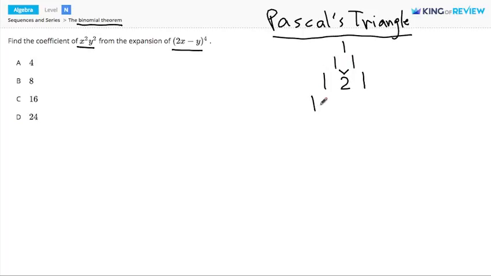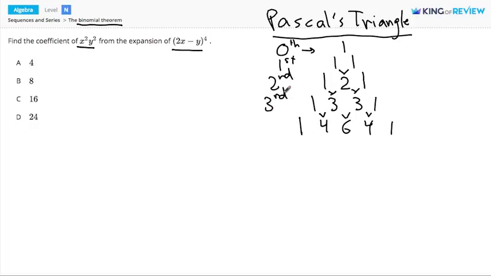We start with 1. For terms in the middle, we add the 2 numbers above. 1 plus 2 gives us 3, 2 plus 1 gives us 3, and then we end with 1. The next line then would start with 1, 1 plus 3 gives us 4, 3 plus 3 is 6, 3 plus 1 is 4, and we end with a 1. These numbers all represent coefficients of the terms that we get when we expand a binomial. The top row is the coefficient when we raise something to the 0th power, the next row to the first power, the next row to the second power, then the third power, and then the fourth power. And the fourth power is what we want in our expansion.